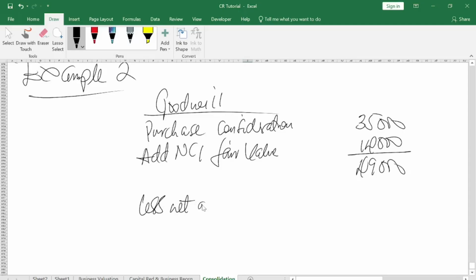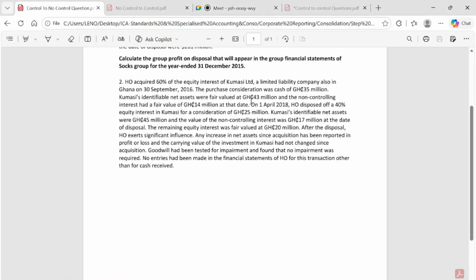So when you are done there, you say less net asset at acquisition. Are you with me? Where do we get our net asset at acquisition? I've already told you here that the identifiable net assets were at fair value of 43 million. This is at acquisition fair value, 43. And the date they are reporting, if it is 45 million, that will be the fair value at reporting.